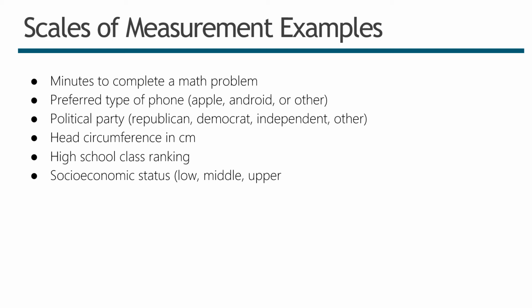Finally, we have socioeconomic status as low, middle, or upper class. So we have people put in order, low, middle, and upper class, but we don't know how much of a difference there is between people in any two categories. Right? We don't know how much of an income difference there is between low and middle class and upper class.